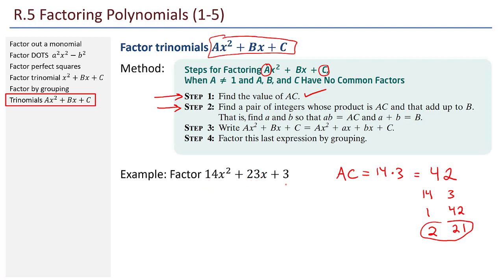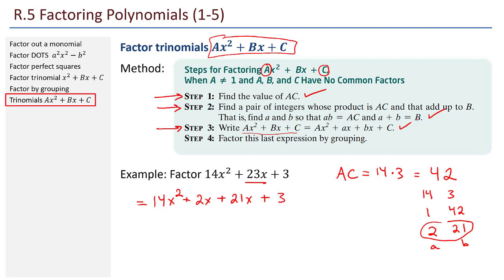All right, so step number 2, check. Oh, and they call those little a and little b. So my little a is 2, little b is 21. Step 3, write ax squared plus bx plus c, that's just my original expression, as ax squared plus little ax plus little bx plus c. Okay, so this becomes 14x squared plus 2x plus 21x plus 3. So I've just split up the 23x.